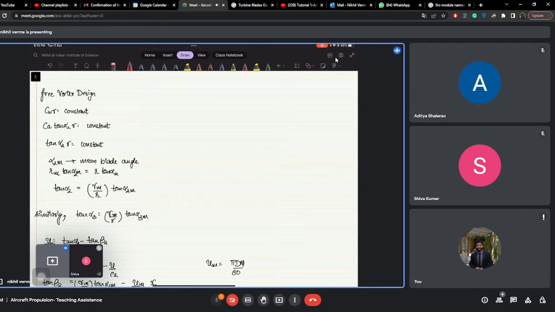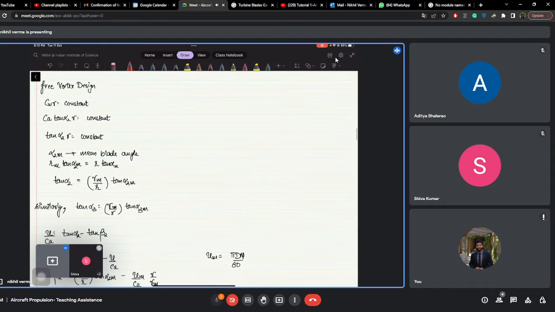Then you have your free vortex design. For this, the product of the tangential component and the radius should be constant.